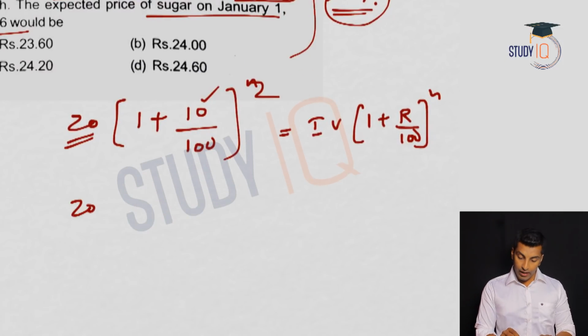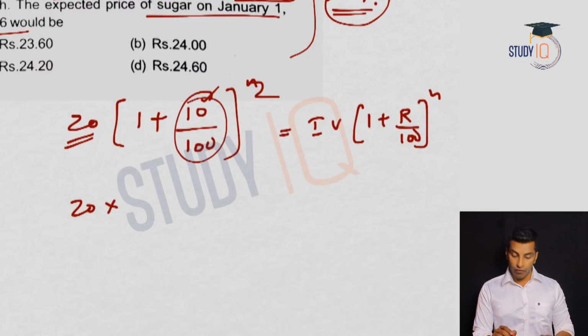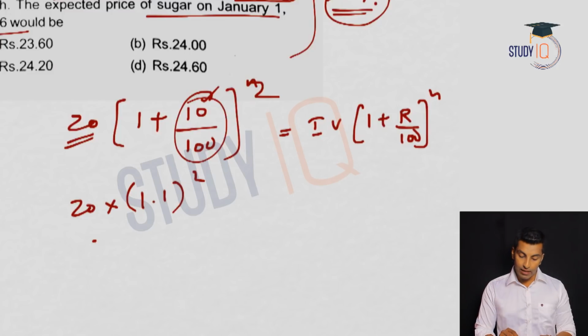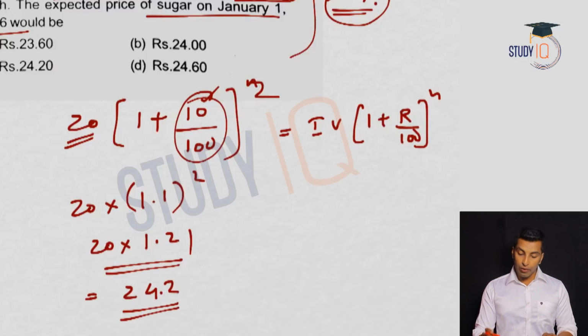So here 20 into 10 by 100 means 0.1. So 1 plus 0.1 means 1.1. 1.1 squared. We know this is 11 squared. Okay, so we'll approximate like that. So 20 into 1.21. 11 squared is 121. So 1.21. So we know the answer. 121 into 2, 242. Okay, so what is the answer? 24.2.